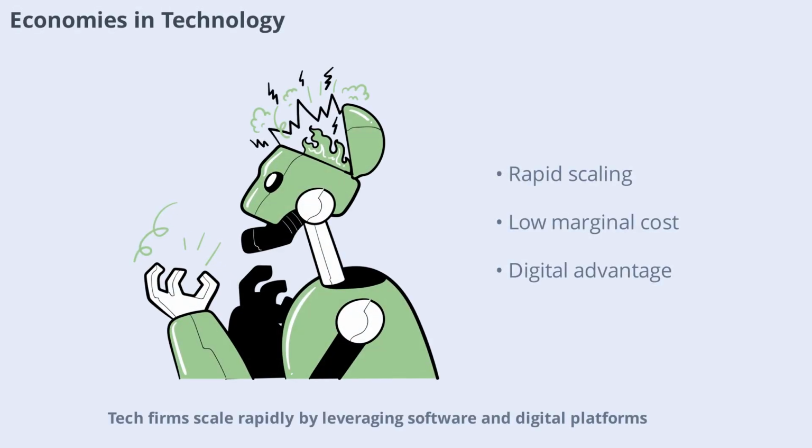Tech firms scale rapidly by leveraging software and digital platforms. Once developed, software can be distributed at almost zero marginal cost, making scale a powerful advantage in this sector.